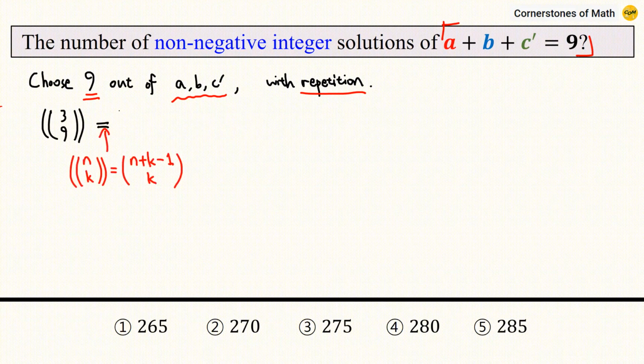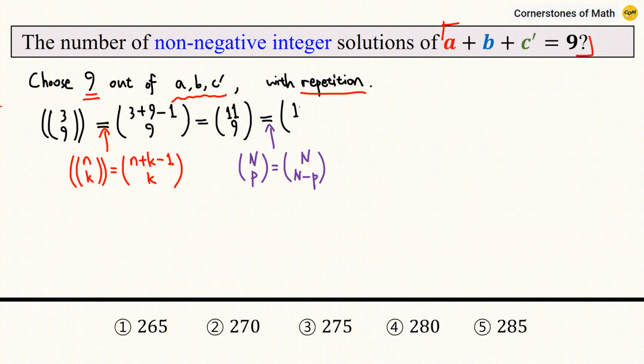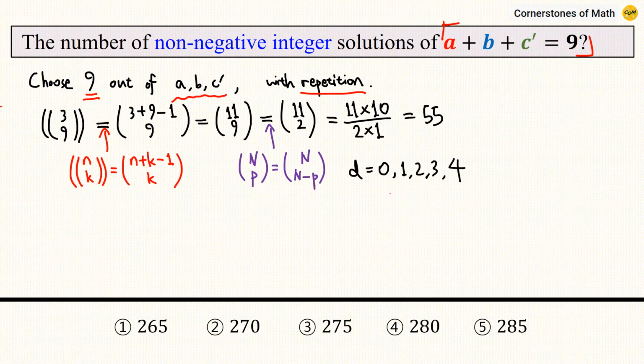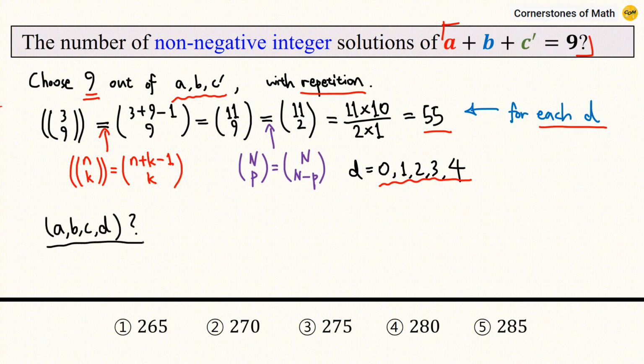And using this relation, it is 3 plus 9 minus 1 choose 9, so it is 11 choose 9, which is the same as 11 choose 2, so 11 times 10 over 2 times 1, so we have 55. And as I said before, we have 5 possible values for d, and for each d, we have 55 non-negative integer solutions, so the total number of ordered pairs is 55 times 5, which is 275. So from our multiple choice here, the correct choice is 3.